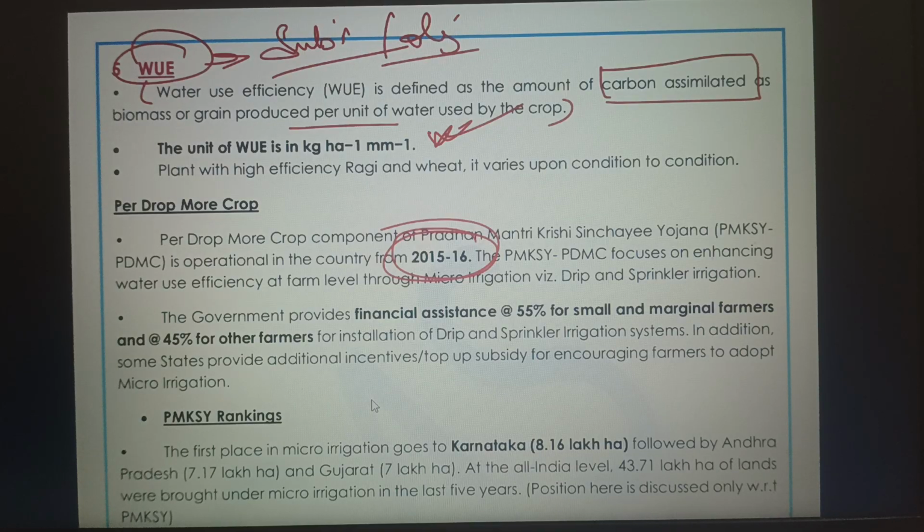In this, what you have to remember is what financial assistance the government is giving. The government provides financial assistance of 55% for the small and marginal farmers and 45% for the general farmers or the other farmers. This is a very important point. Per Drop More Crop, when did it come, and under Per Drop More Crop, how much financial assistance are you giving to the small and marginal farmers, and how much to the general or other farmers, big farmers, progressive farmers, okay.